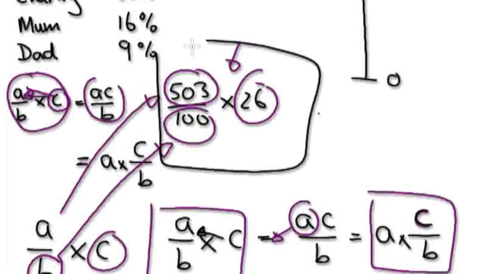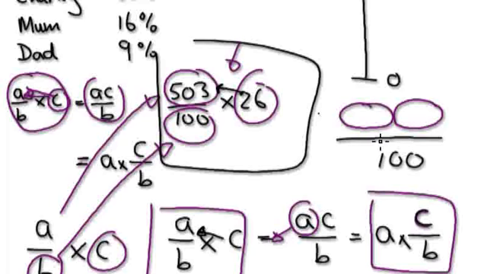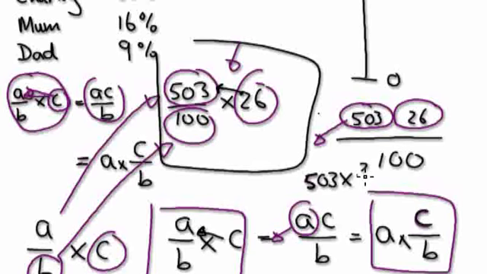When you come to do this here, this is going to get multiplied to the top here. Okay, so it becomes this. Hang on, bear with me. So it gets multiplied to the top. Now take this outside. So it actually becomes 503 times 26 over 100. That's what it becomes.